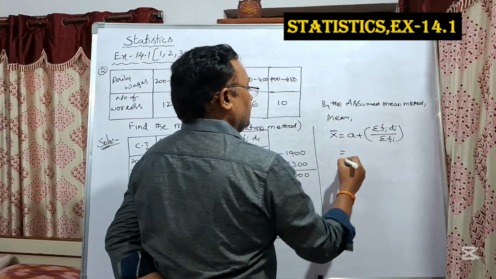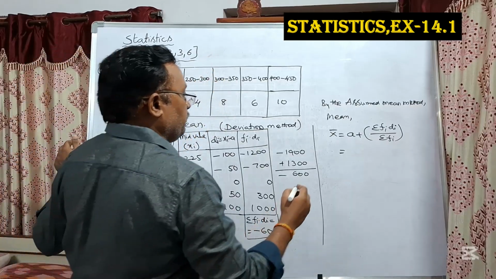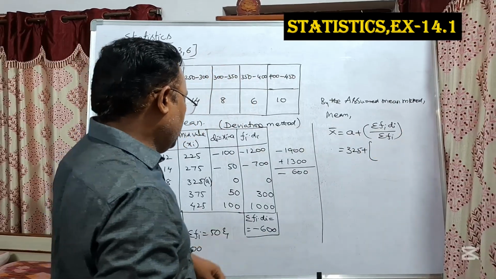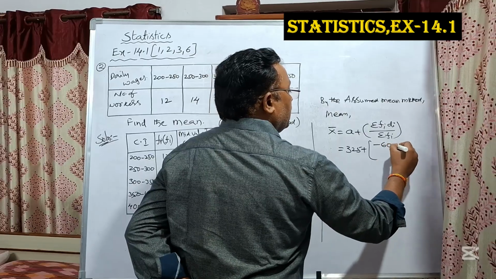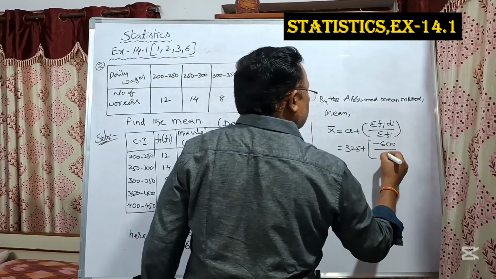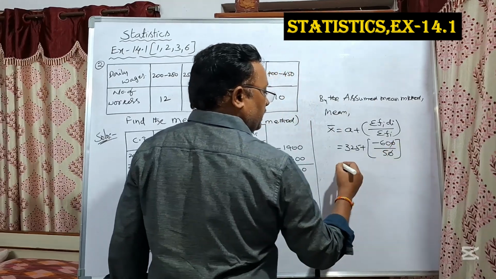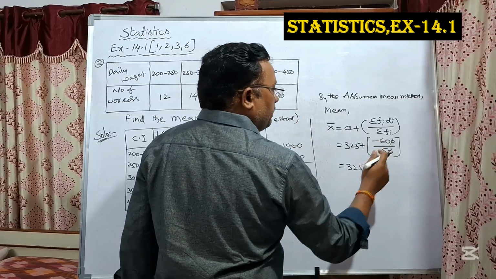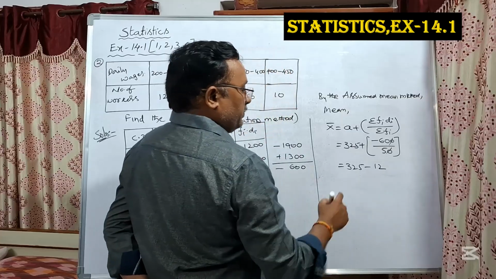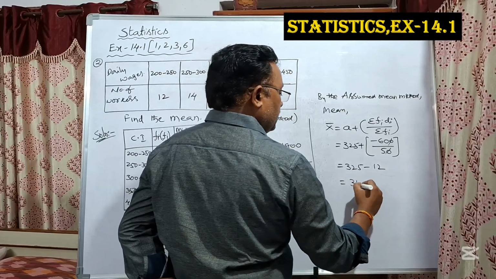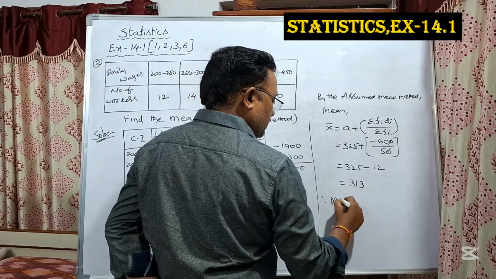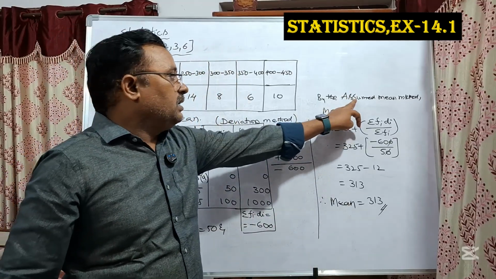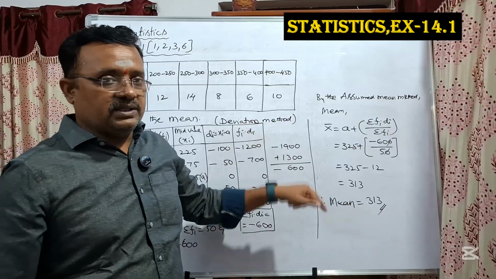Now this is equal to, a value we got as 325 plus the second term value, sigma fi into di is minus 600 by sigma fi value is 50. Zeros cancel. This is equal to 325 plus minus 60 by 5, which is minus 12. Now 325 minus 12 is 313. Therefore our required mean is 313. We calculated it by using the assumed mean method, which is called the deviation method.